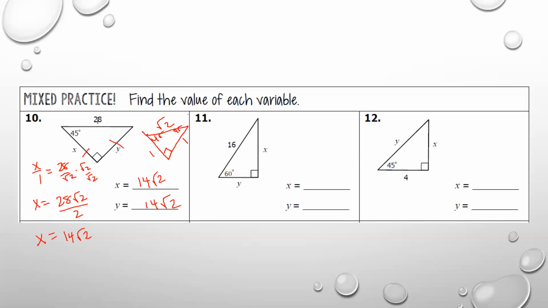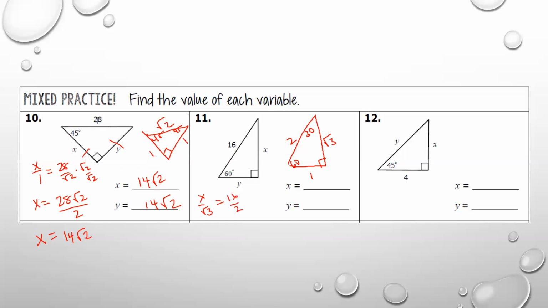Number 11, what kind of special right triangle are we looking at here? If you said 30, 60, 90, you are correct. And so we're going to redraw our basic 30, 60, 90 right here next to it. In our basic 30, 60, 90, the short leg is 1, the long leg is root 3, and the hypotenuse is 2. So now I can say x over root 3 equals 16 over 2.